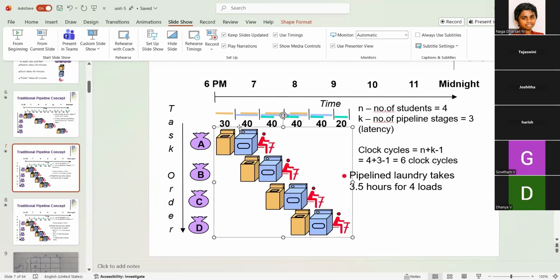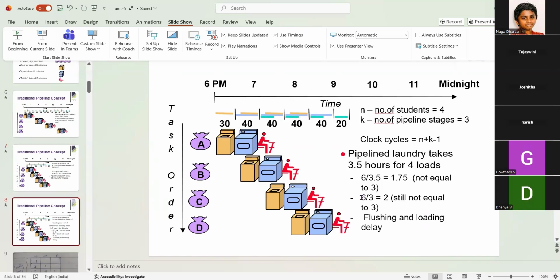In that case, if all of this is 30, what will be the sum? It will actually be 3 hours, no? So here 6 into 30 minutes, so it will be 3 hours. Again, we can calculate the speed up. Earlier with pipelining, it was 6 hours. Now after making all of the intervals equal, it becomes 3 hours. So in that case, our speed up is 2.